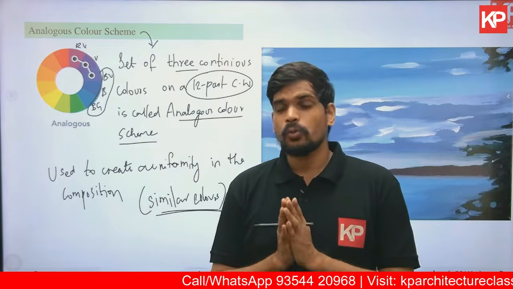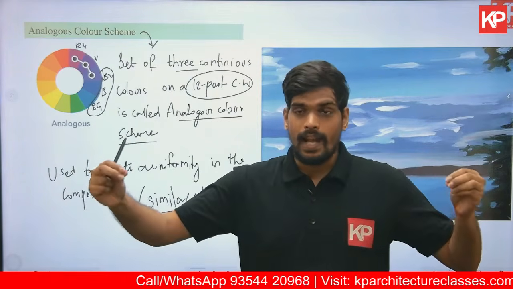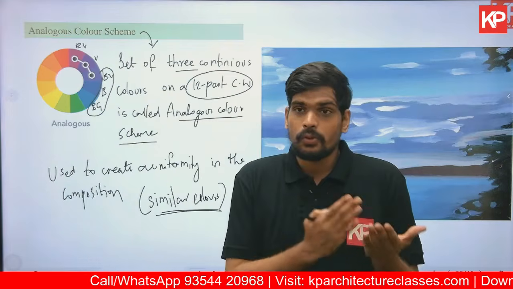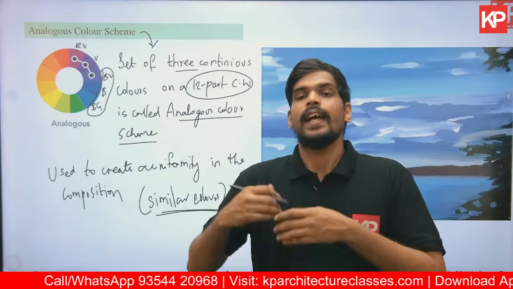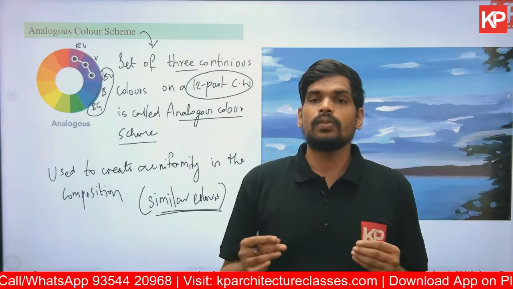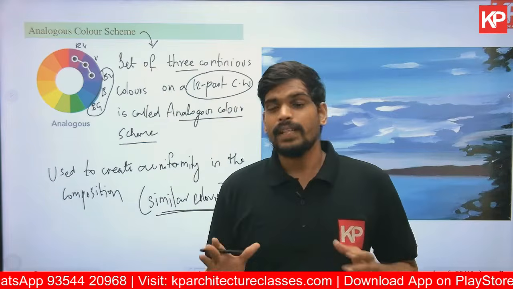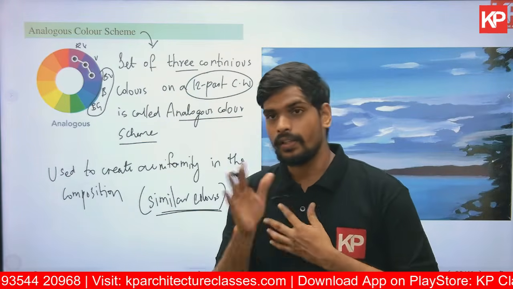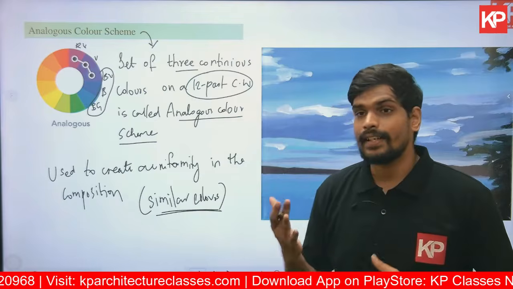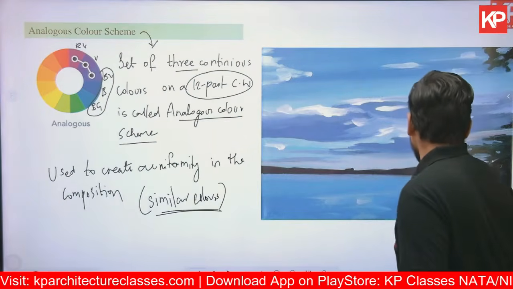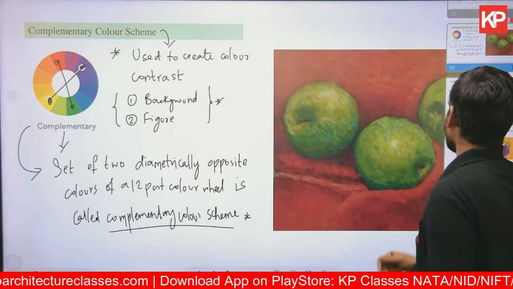So till now we discussed two color schemes: complementary color scheme, which uses diametrically opposite colors, generally used to create background and figure pictures. Secondly, analogous color scheme, which we use to create a uniformity in the painting with similar colors, three continuous colors, creating a similarity in the painting. So that is point number 2. Now moving on to the third color scheme.